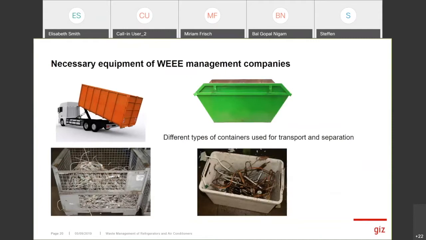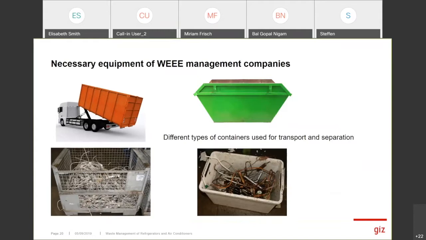Next is to show necessary equipment for management companies, for different types of containers used for transport and separation. It is maybe important for the transport way on road. You need containers and vehicles. And you need a lot of smaller containers for the separation of the different valuable parts of the appliances, like cables on the left side, very, very useful because there's a lot of copper in.